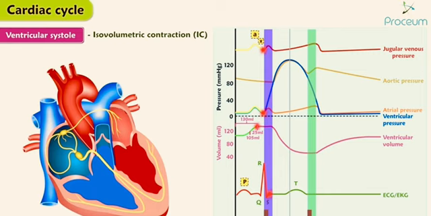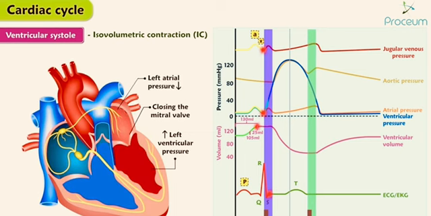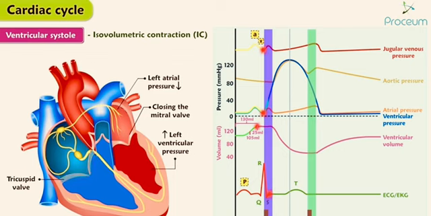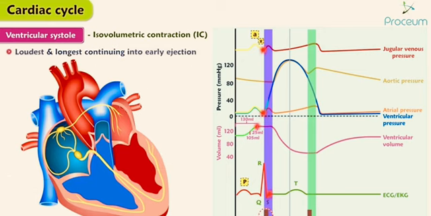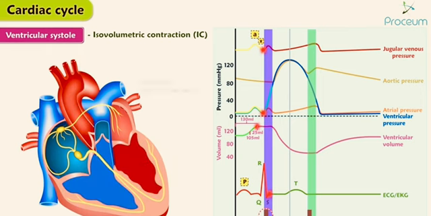Ventricular systole, which is also called isovolumic contraction, occurs when the pressure in the left ventricle increases and the pressure in the left atrium decreases, and there is closing of the mitral valve. There is closure of the mitral valve and the tricuspid valve. In the left ventricle, pressure continuously increases, and in the left atrium pressure continuously decreases. The loudest and longest sound continues in early ejection. When left ventricle pressure continues to rise, we can see the loudest noise until the aortic pressure is reached.